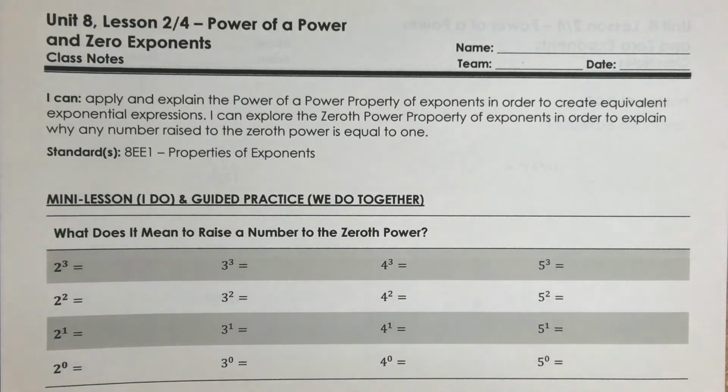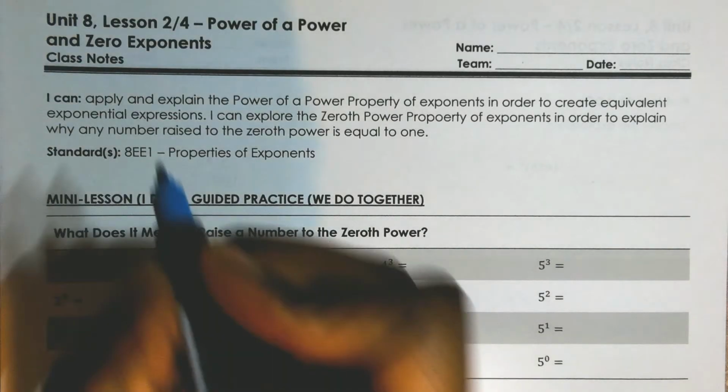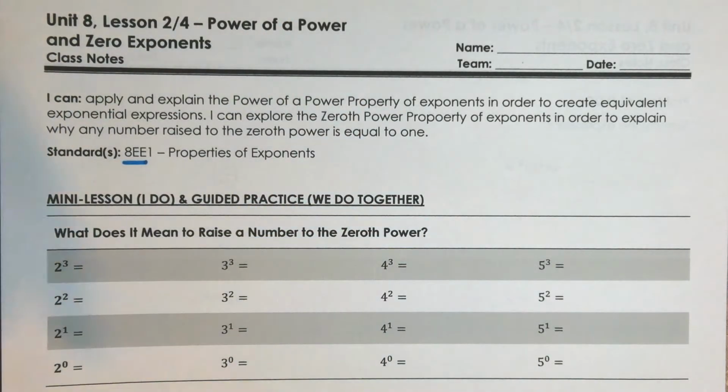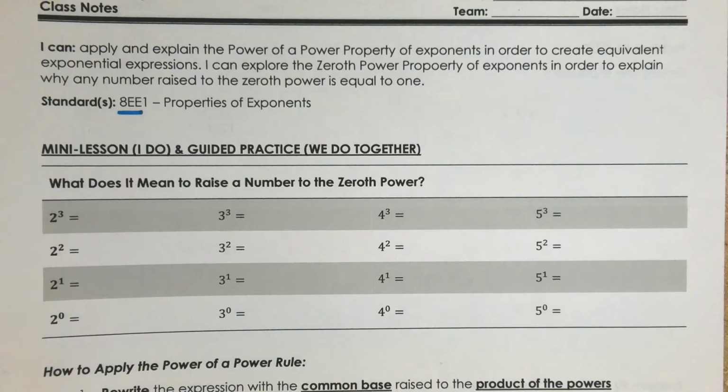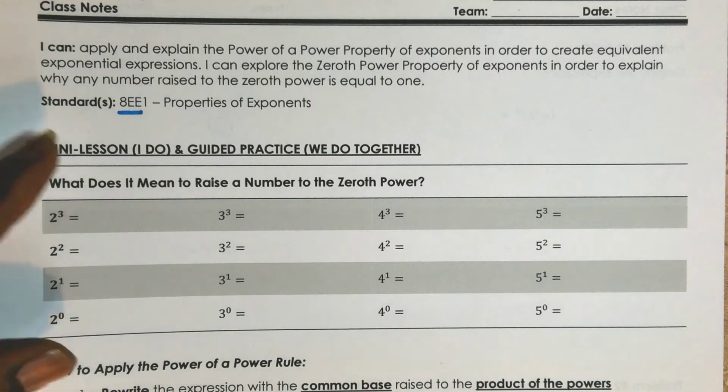Alright, so the standard we're working on today is still 8EE1, just like with yesterday's video. If you have not watched yesterday's video, please make sure you click the link. Go ahead and take a look at that. You will need to know yesterday's lesson in order to be successful in today's lesson. Alright, so 8EE1 is all about the properties of exponents. And we are going to explore zero exponents with this little activity.